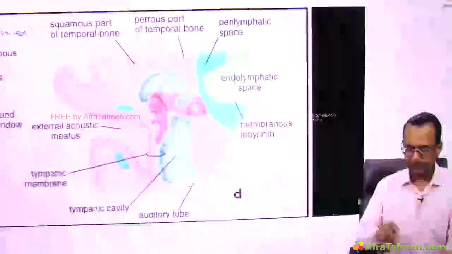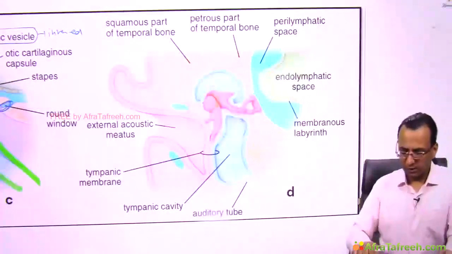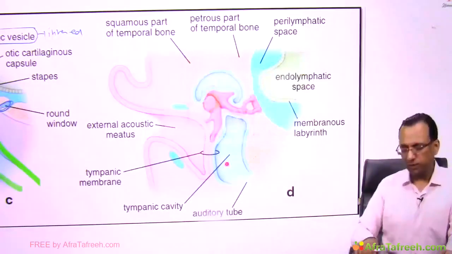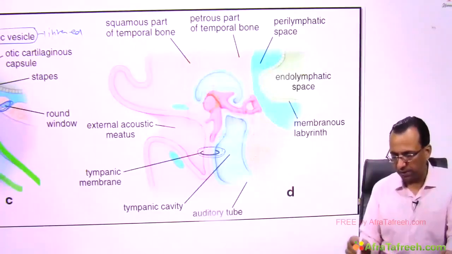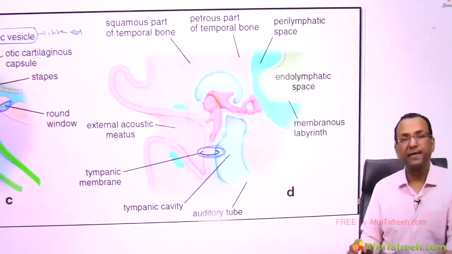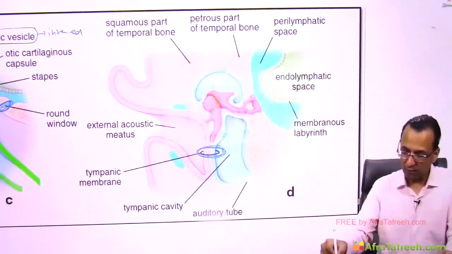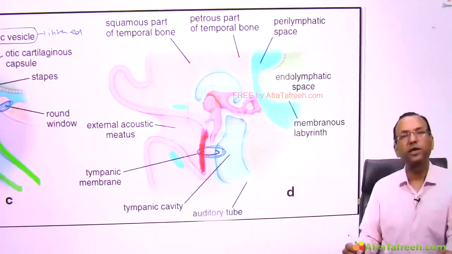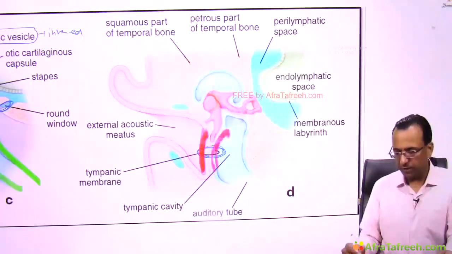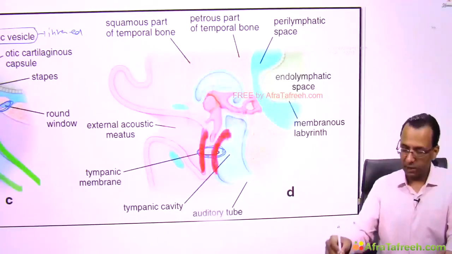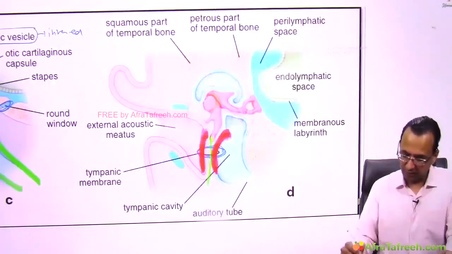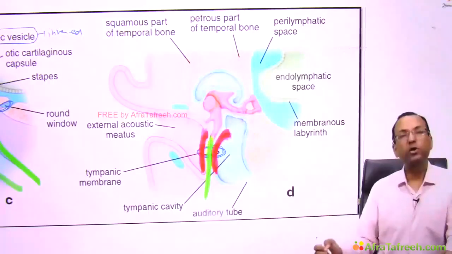Next, you see here, what is this? This is the external ear meatus lined by ectoderm. This is the middle ear cavity lined by endoderm. But what is the tympanic membrane lined by? You have to understand that the outer epithelium of the tympanic membrane is ectodermal, and the inner epithelium of the tympanic membrane is endodermal. But the connective tissue of the tympanic membrane is mesodermal.